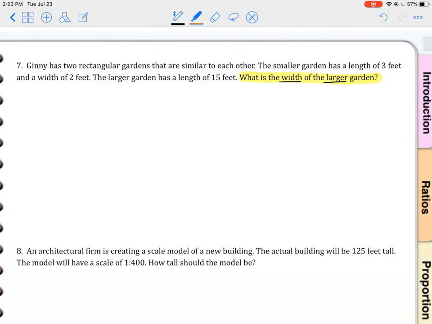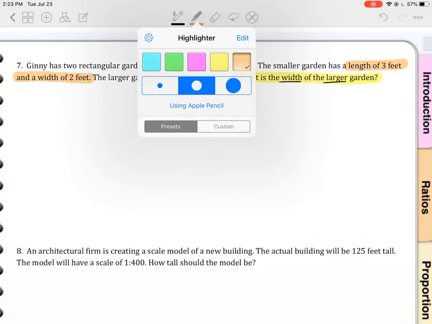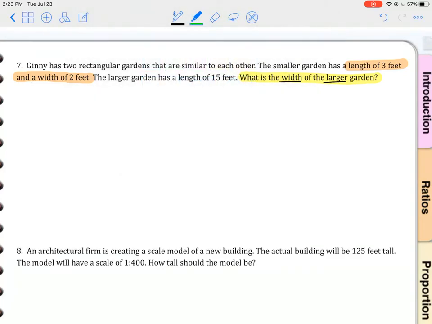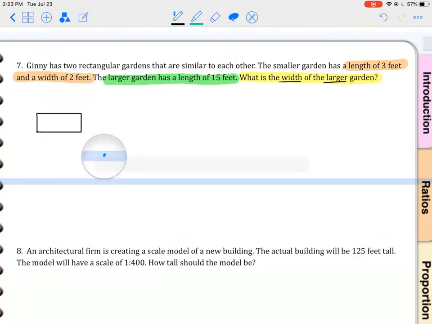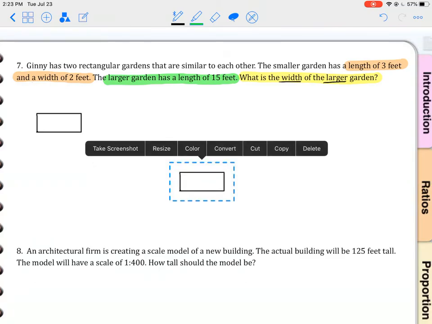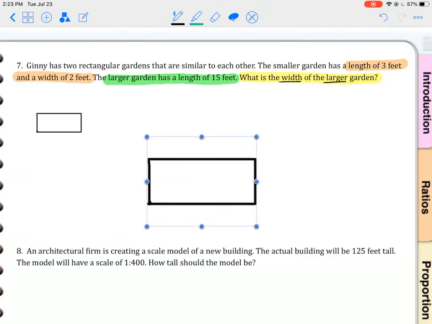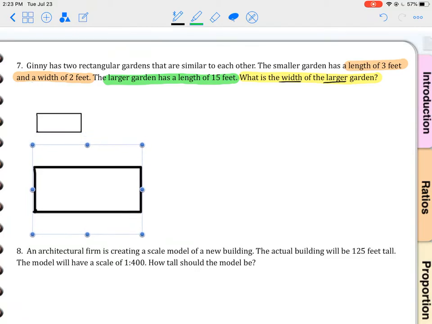The smaller garden has a length of 3 and a width of 2. And then we're changing gardens. The larger garden has a length of 15. So I'm going to draw some gardens. Here's the smaller one. And because I want it to be exactly proportionate, I'm copying and pasting and enlarging. That's what this is all about.